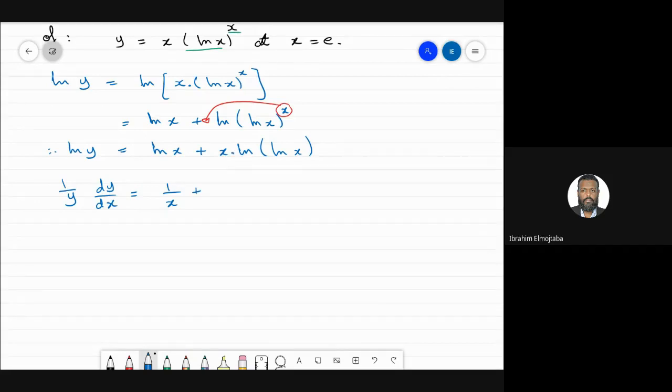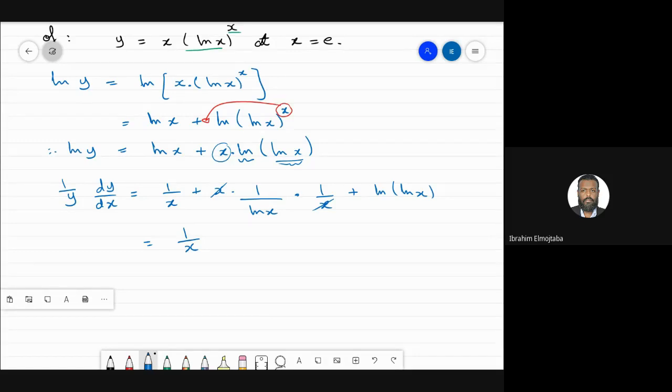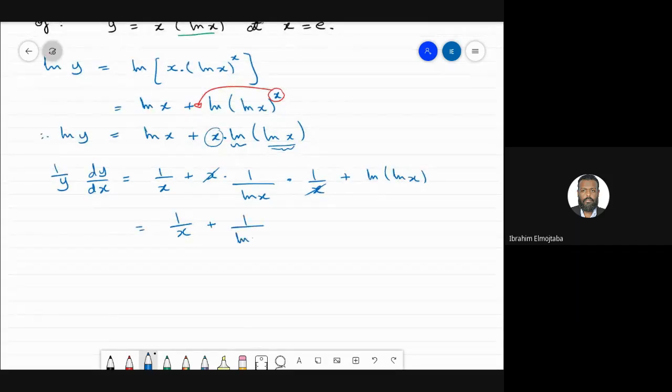Second term plus, here there is a multiplication, so here we'll have the multiplication rule. The first, which is x, times the derivative of the second, which is ln of the expression. The derivative of the outer ln is 1 over the inside, which is ln x, times the derivative of the inside, ln x, which is 1 over x. Plus the whole second, which is ln x, times the derivative of the first, the derivative of x, which is 1. So we don't have anything else. This will be 1 over x. Of course this x and this x will cancel, and we have plus 1 over ln x plus ln of ln x.